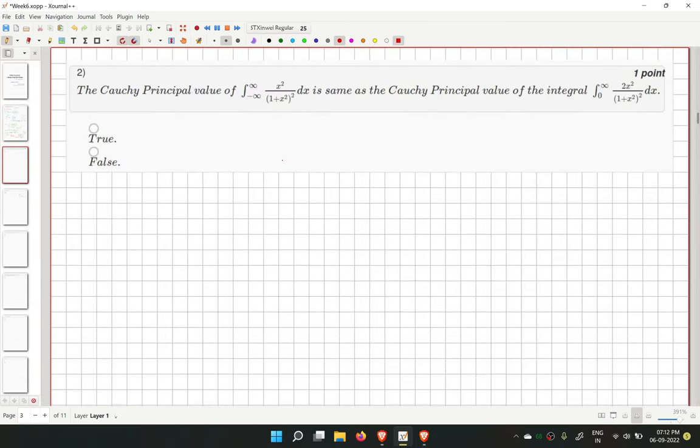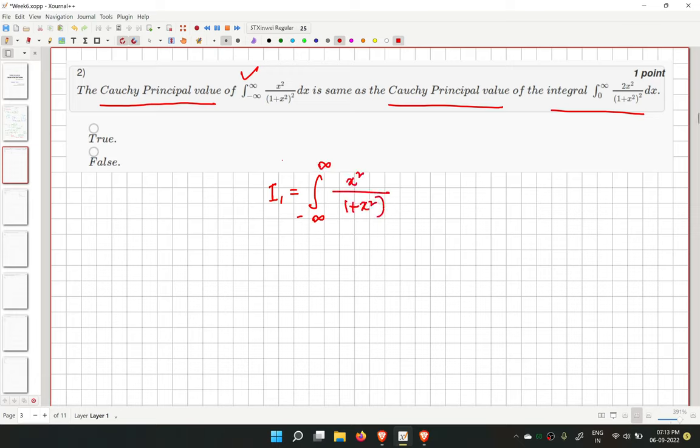The second problem states that the Cauchy principal value of this integration is the same as the Cauchy principal value of the integral given here. So let us denote them as I1 and I2. So I1 is minus infinity to infinity (x square plus 1) over (1 plus x square) whole square dx. And let us denote I2 as 0 to infinity 2x square over (1 plus x square) whole square dx.